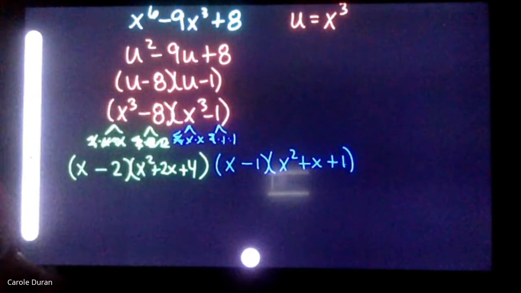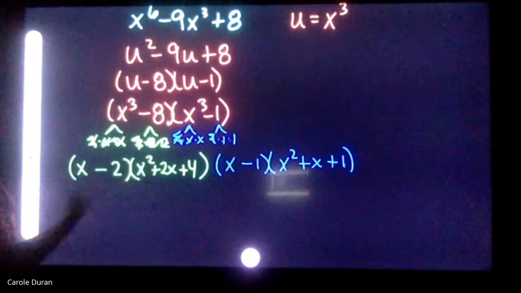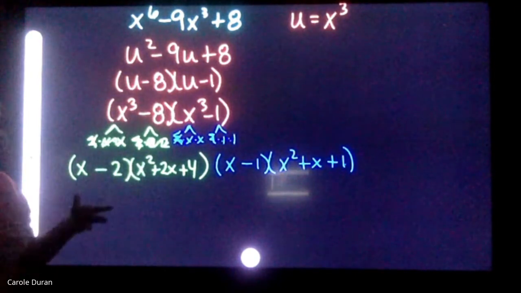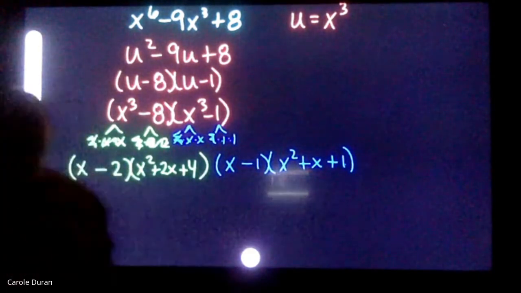I can't factor either of these out any farther, so this is as factored as I can go. If I wanted to solve from here, I would then have to use the quadratic formula on these 2 quadratic factors to finish solving it out.